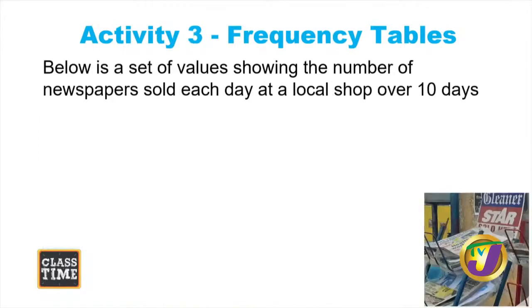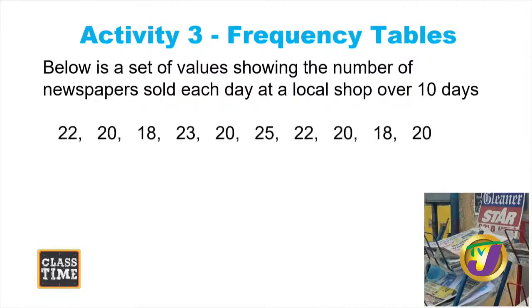Now let's look at this other activity. We have a set of values here showing the number of newspapers sold each day at a local shop over 10 days. And again, we can clearly see that this is discrete because we don't sell half a newspaper. On a serious note, Latoya, I'm seeing the least number of newspapers being sold is 18, and the greatest number is 25.